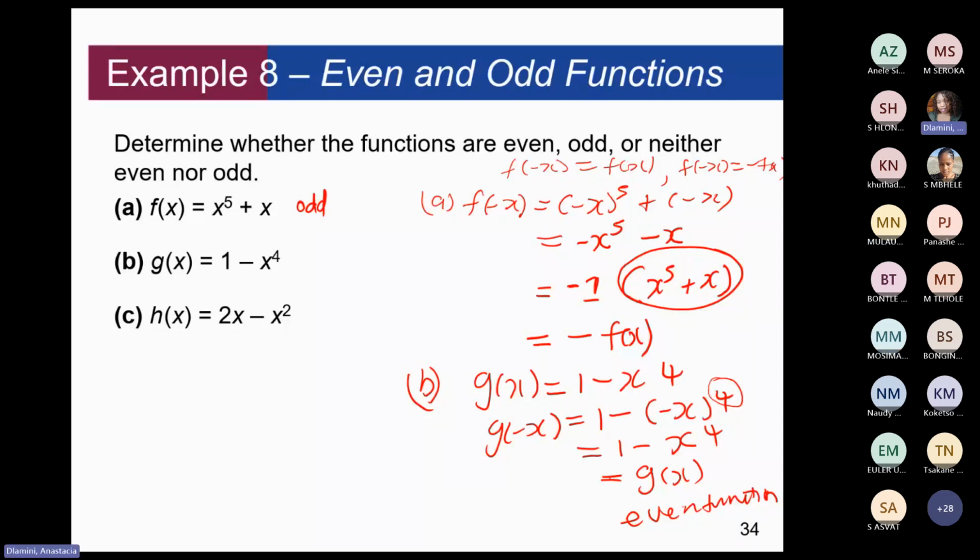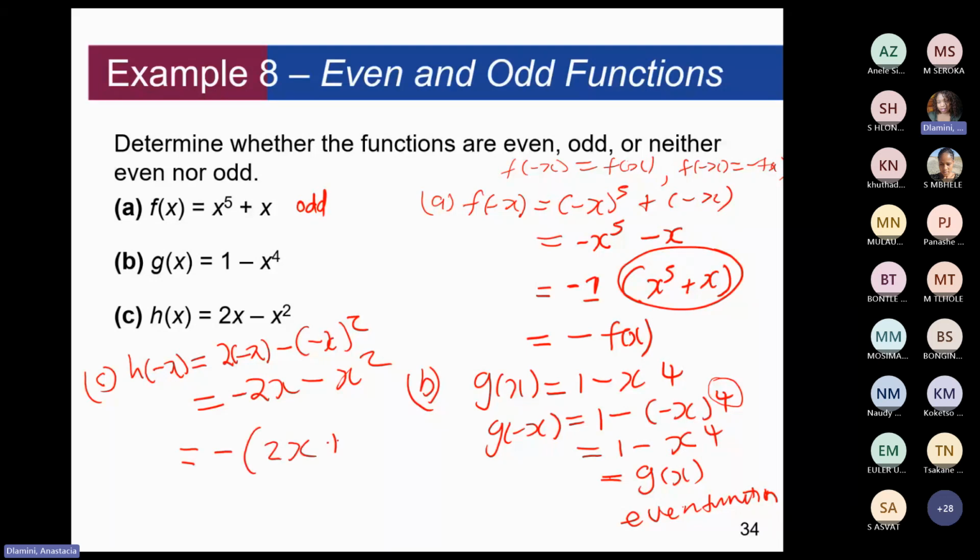Number C, we have h of negative x equals 2 times negative x minus negative x squared, which is minus 2x minus x squared. If we take out the negative sign, it will be negative 2x plus x squared. We can see this is not the original function, so this function is not even and is not odd. Neither even nor odd. Thank you.